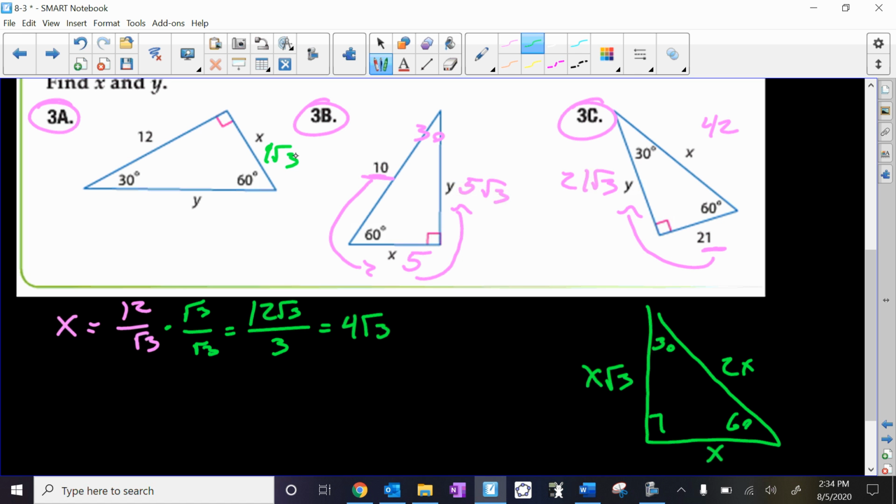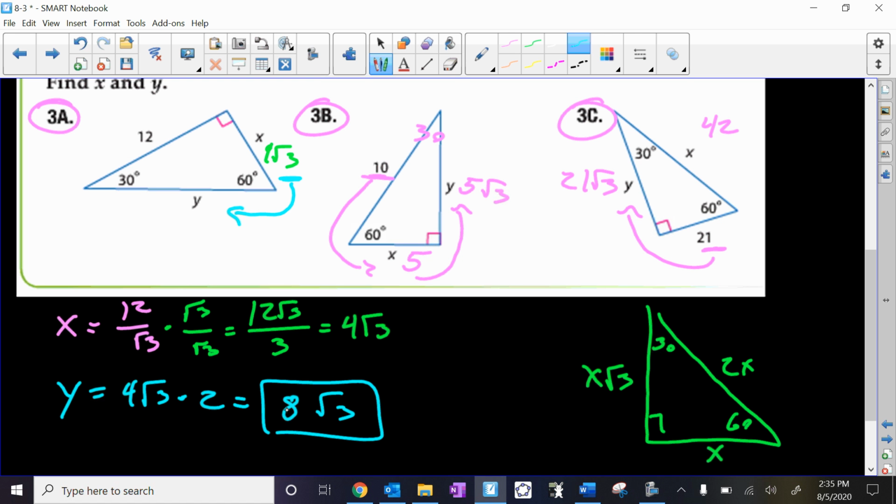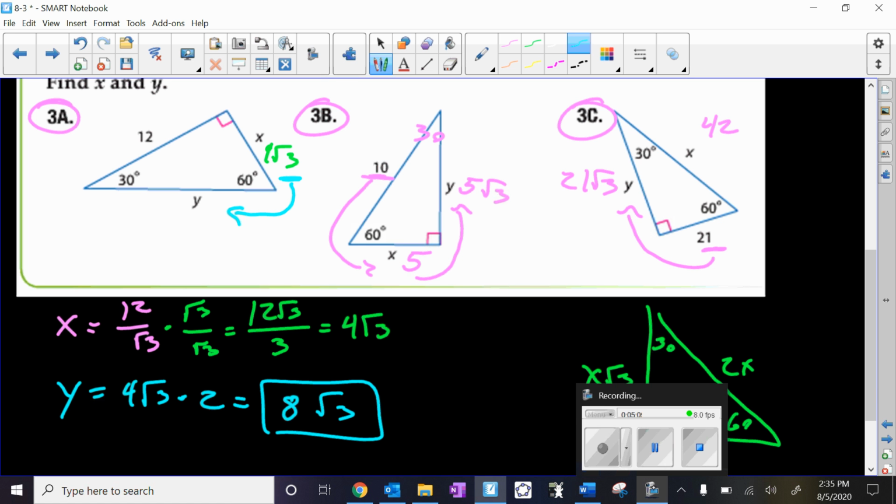Now I want to get from the short leg to the hypotenuse. So now we're going from 4 square root of 3 to Y, or X times 2 gets me my hypotenuse. So 4 square root of 3, I'll do it down here at the bottom. 4 square root of 3 times 2 comes out to 8 square root of 3. It's like 4x times 2. Well, 4x times 2 is 8x, so 4 square root of 3 times 2 is going to get me 8 square root of 3.